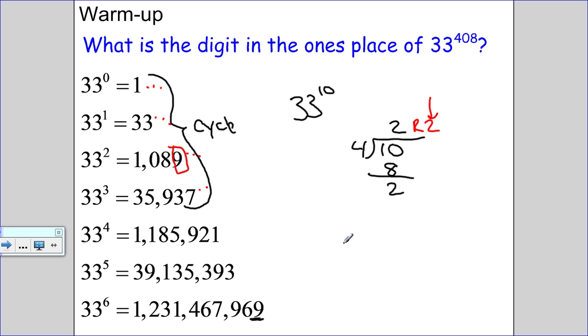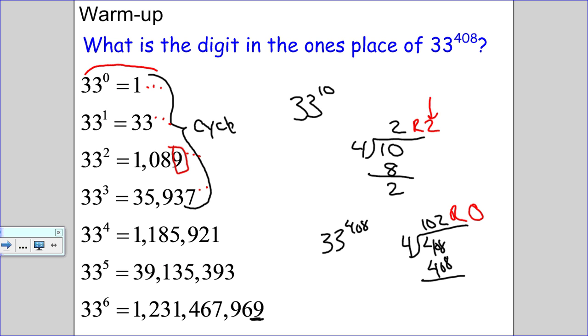So let's do it for 33 to the 408. Take 408 divided by 4. You're dividing by 4 because the pattern repeats for every 4 integers of the exponent. So when you divide that by 4, you are going to get 102. 4 times 102 is exactly 408. The remainder is 0. There is no remainder. So I go to 33 to the 0, and I know the digit in the ones place is going to be 1. So the answer to what is the digit in the ones place of 33 to the 408 is 1. That's the digit in the ones place.